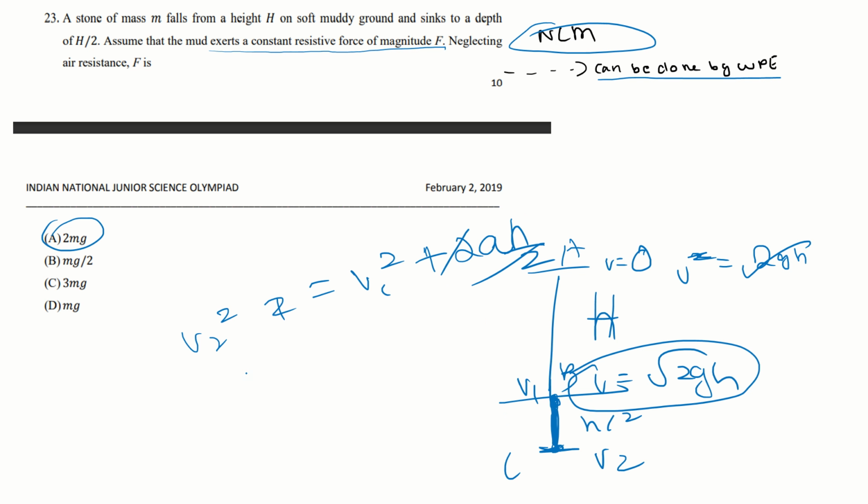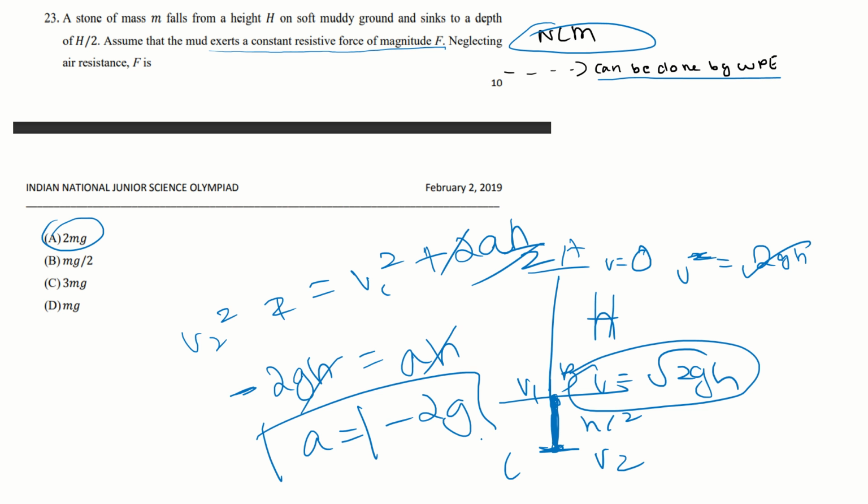So let's cut. So this is 0. So we will get minus of 2GH is equal to AH. So A is equals to minus 2G. Okay, so we get this. So we got A is negative of 2G.